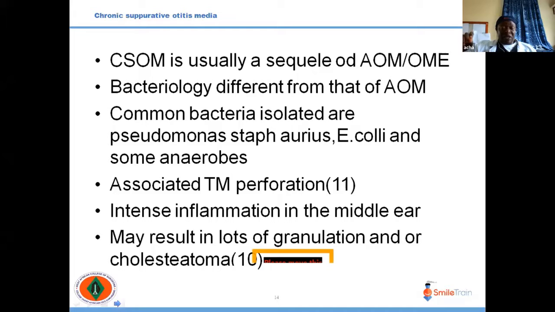The main reason for us to do a tympanoplasty is to prevent the complications that come along with chronic suppurative otitis media. And in most cases, in more than 92% of instances, when you succeed in achieving that, then there is improvement in the hearing of the child.